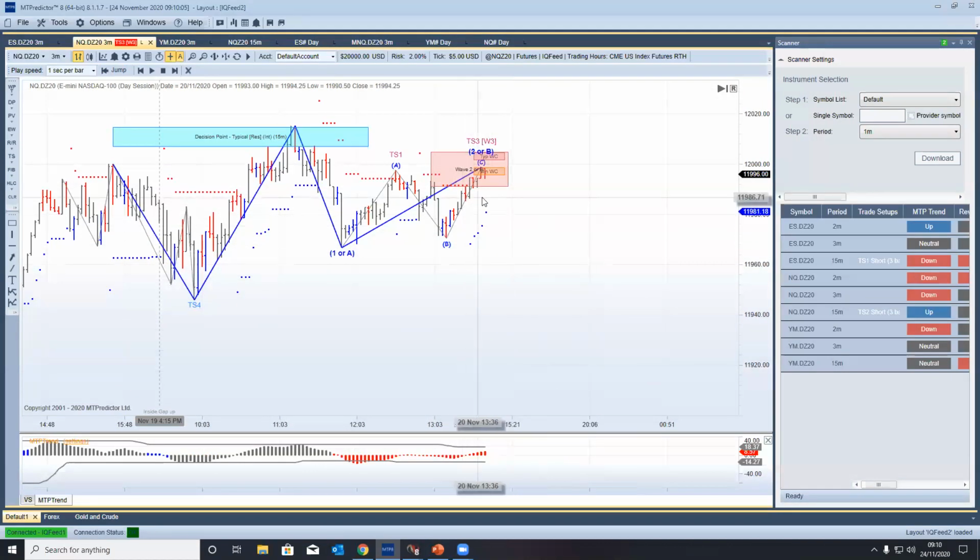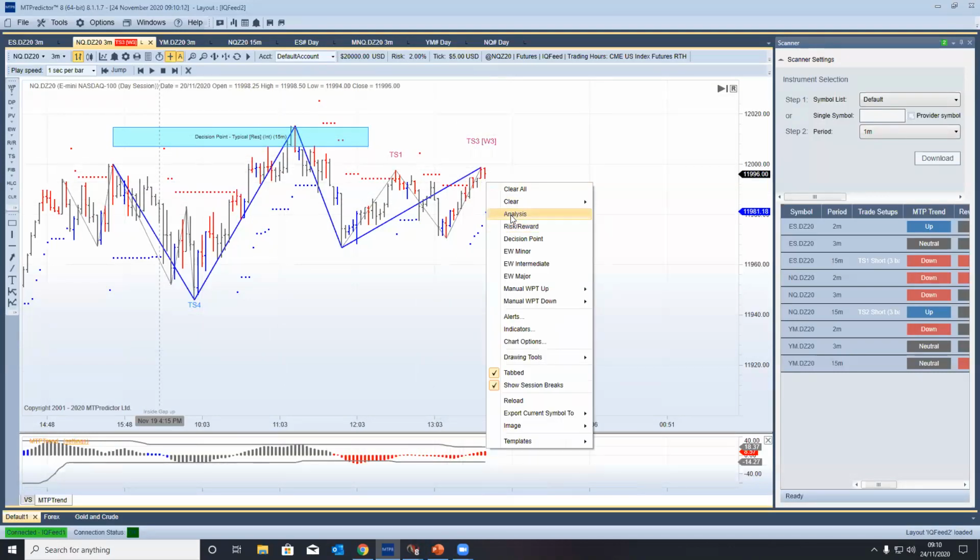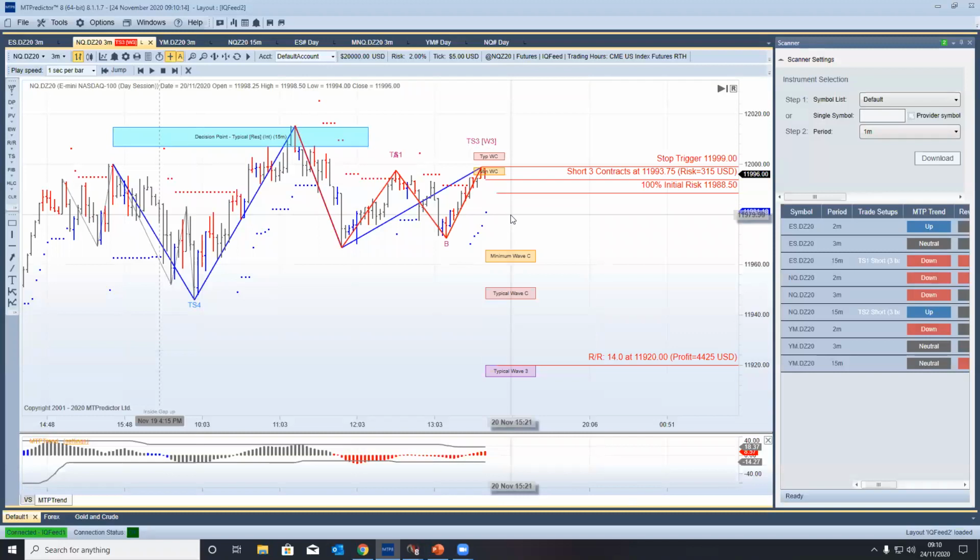get a wave 3. So if I clear this all off now, and now I place the analysis on here, what we're looking to do is anticipate that there's going to be a wave 3 swing off this wave 2 correction. Why do we like wave 3?